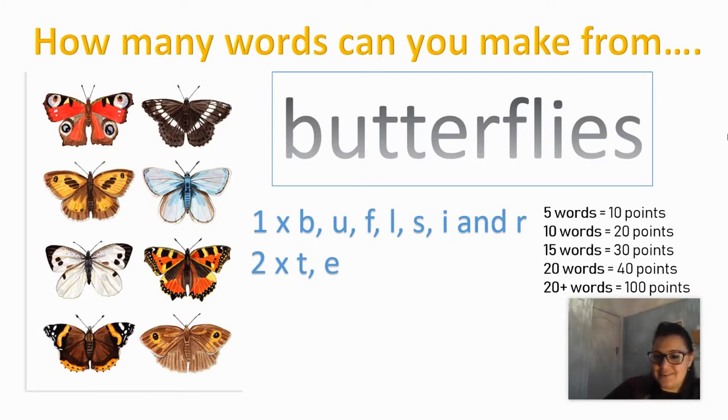I've added some points to this. If you can create 5 words, you can get 10 points. If you can create 10 words, you get 20 points. If you can get 15 words, it's 30. Do you see a pattern? 20 words is 40 points. And if you can get more than 20 words, 100 points for you. Well done. You may wish to play this against another member of your family. See who gets more points. Over to you. Pause the video if you need to give yourself more time.